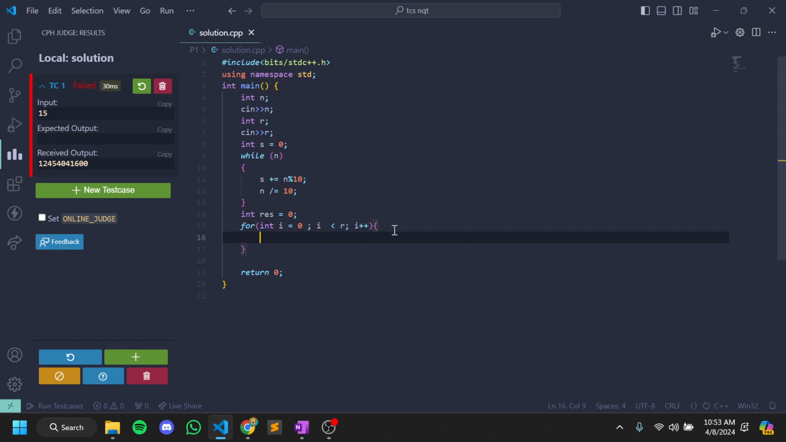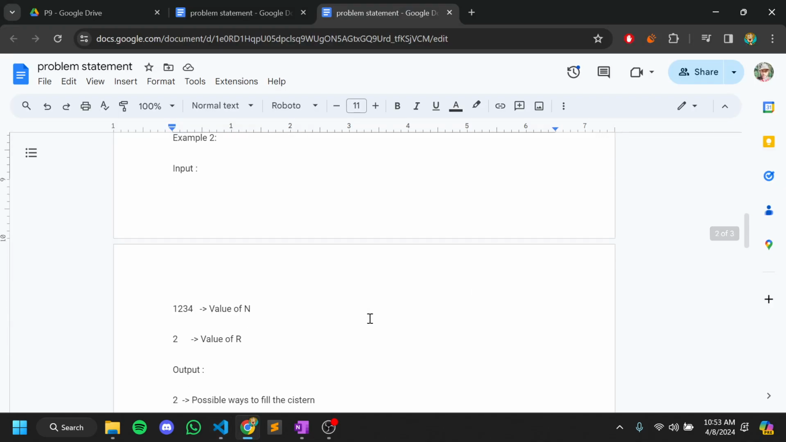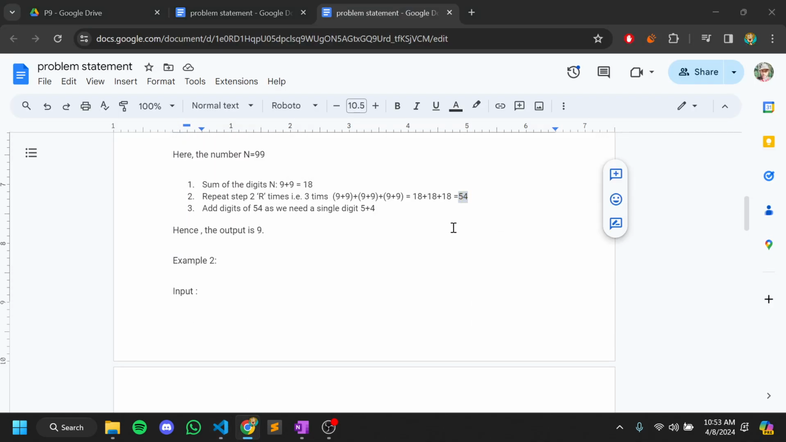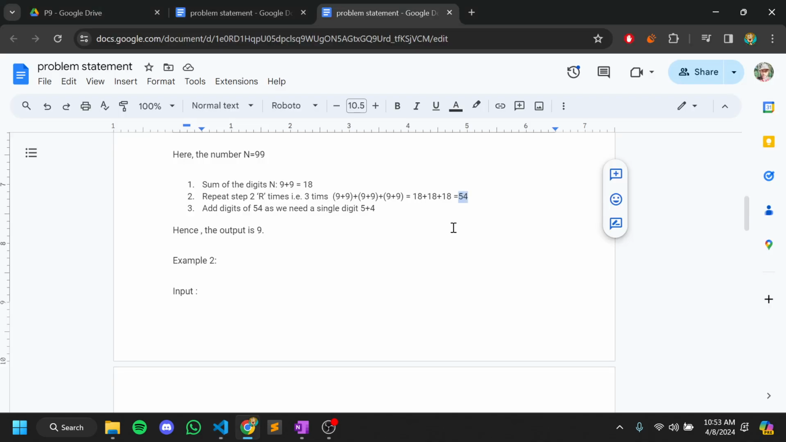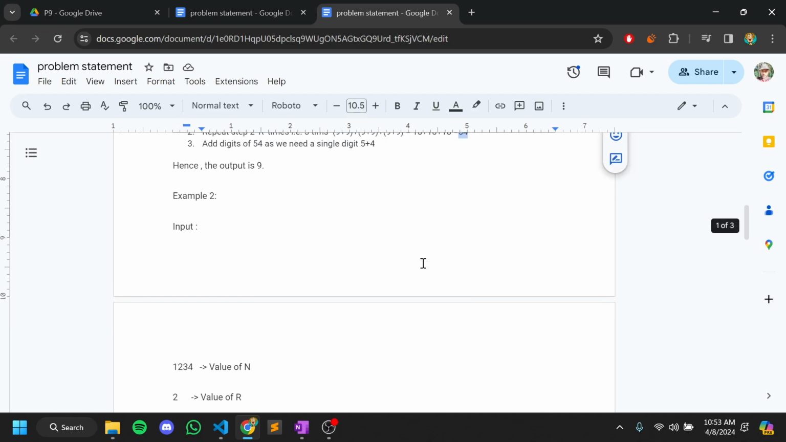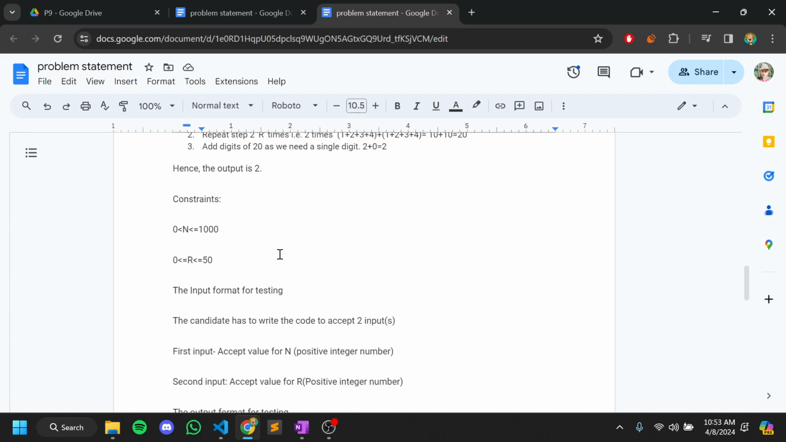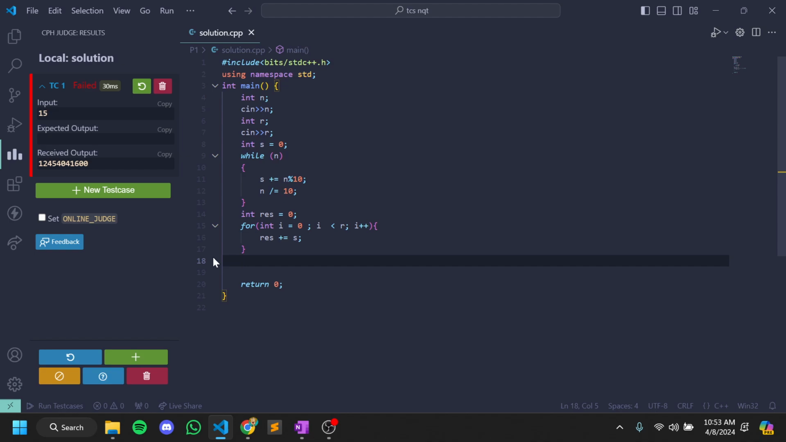Let's pick a resultant. Resultant will be adding s to the resultant, and after the resultant is obtained, we have to obtain a single digit from it as well. So let's try to understand what will happen and what the constraints are. Constraints are n is at most 1000 and r is at most 50, so anything can happen.